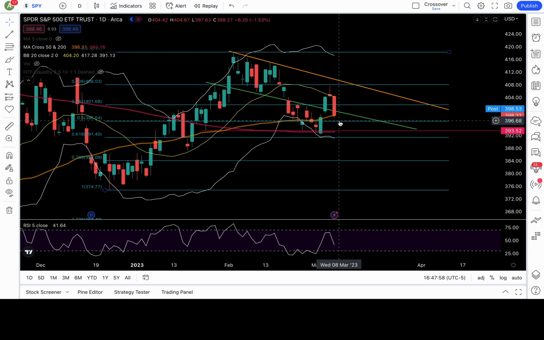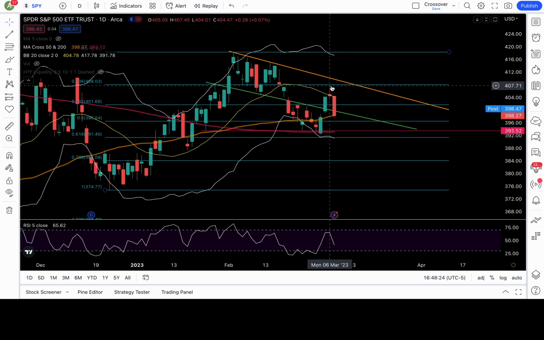If that level fails, the 396.5 to 397 zone gap fill is in play, and then maybe we go test 395 and the 200 daily moving average again, okay? I'm thinking if we test that 200 daily moving average again, it's not going to hold again. I could be wrong, and we could get some buying pressure there again, but I'm thinking it's not going to hold. Maybe we get a lower low.